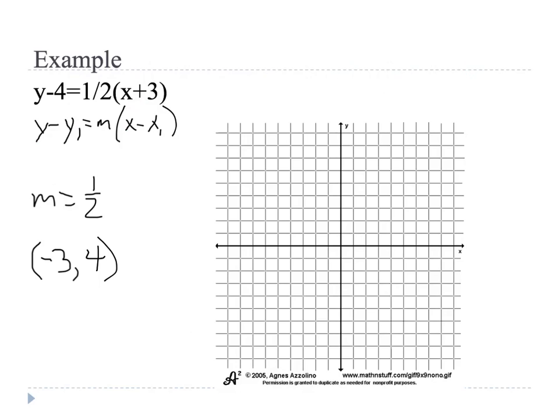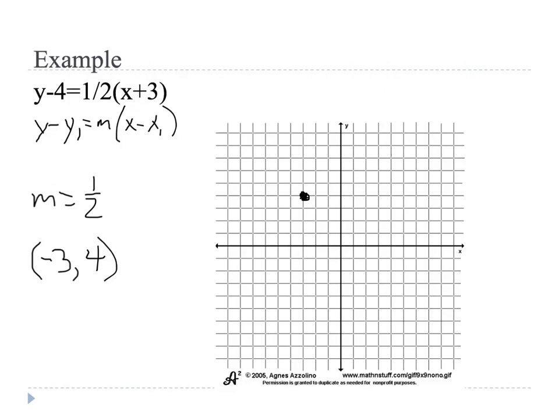Now we want to plot that point. We go negative 3 on our x-axis, 1, 2, 3, and positive 4 on our y, 1, 2, 3, 4. And then we plot that point. So at negative 3, 4, we have our first point. We put it on our graph.